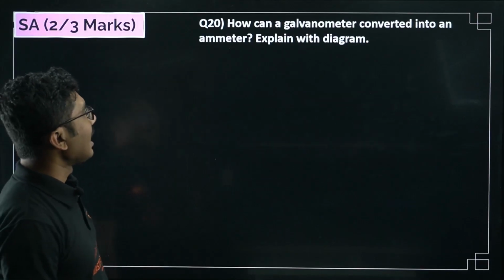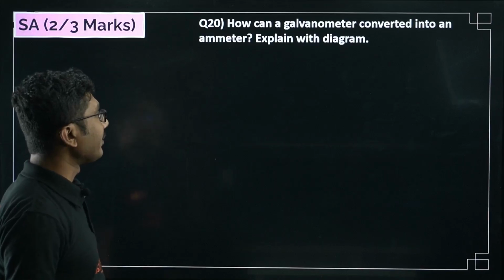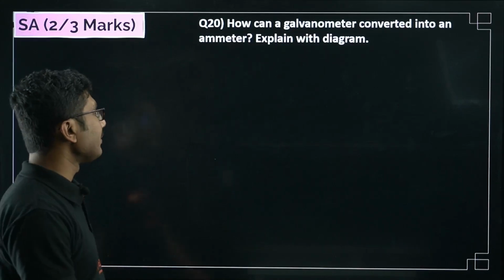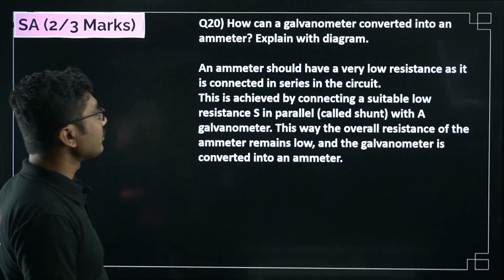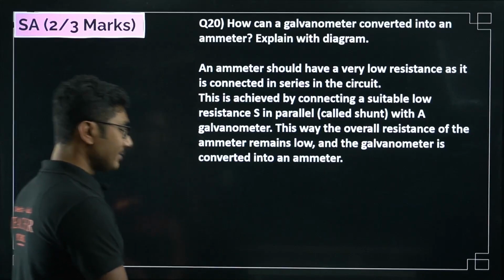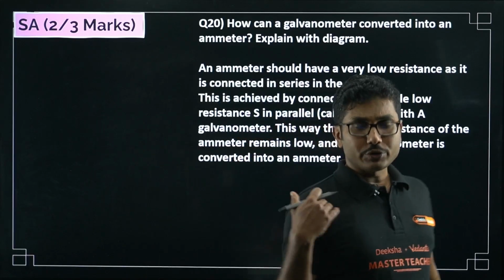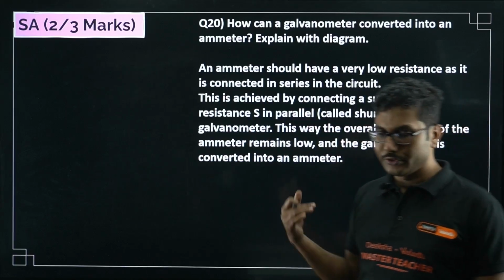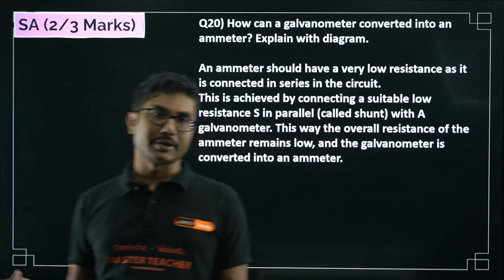Next is how can a galvanometer be converted into an ammeter? Explain with the diagram. Also a very important question. An ammeter should have a very low resistance as it is connected in series with the circuit. So the first line, in both cases, should be how we are connecting the ammeter or voltmeter.